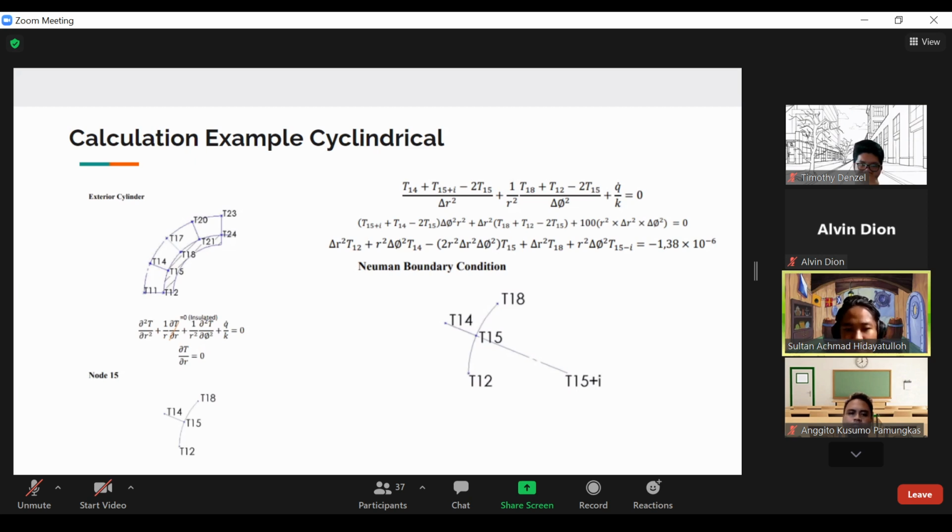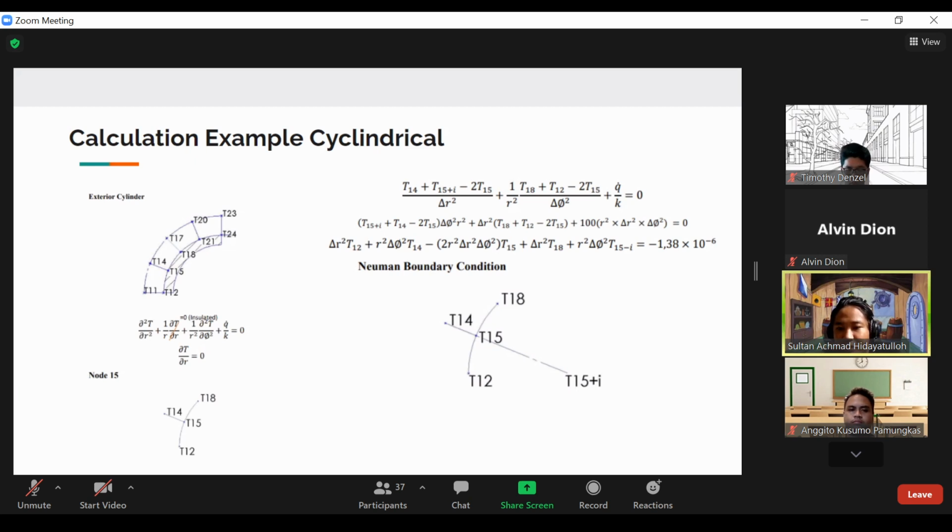So when we talk about an exterior node, del T per del r is equal to 0 because it is insulated in our case. So the equation becomes delta r squared T12 plus r squared delta theta squared T14 minus 2 delta r squared, 2 r squared delta theta squared times T15 plus delta r squared T18 plus r squared delta theta squared T15 minus, equal to minus 1.38 times 10 to the power of minus 6.